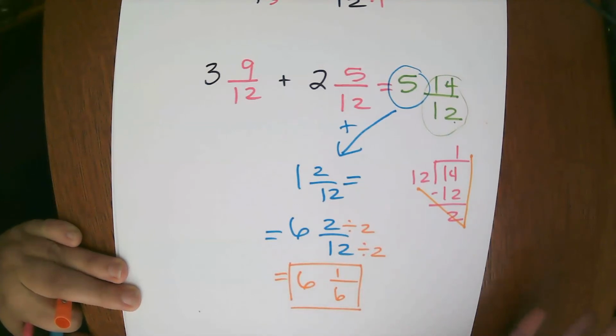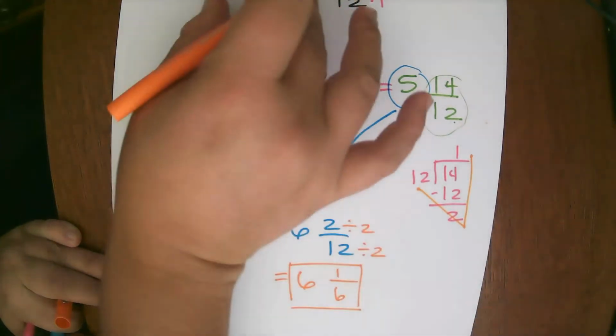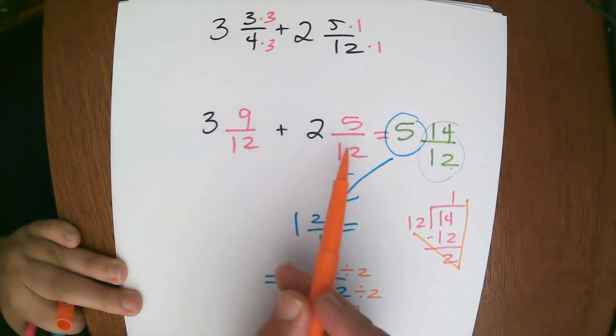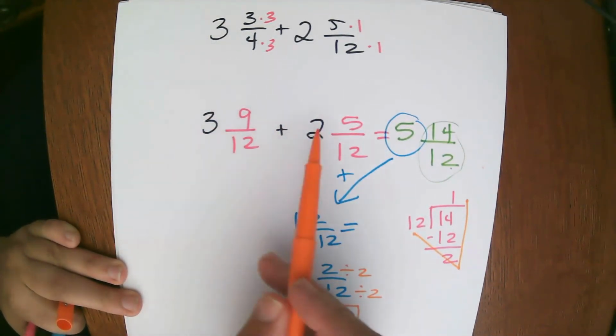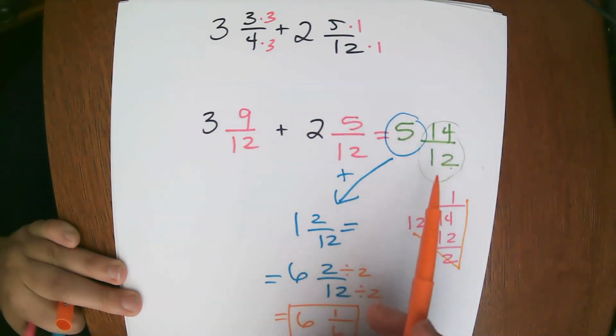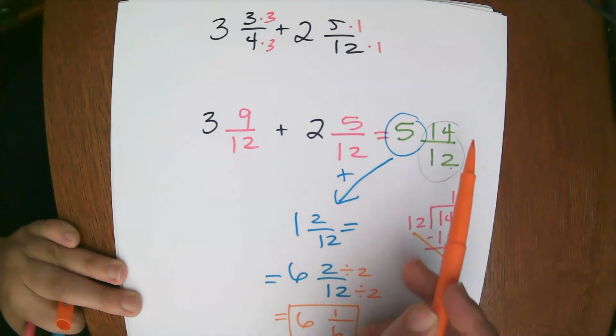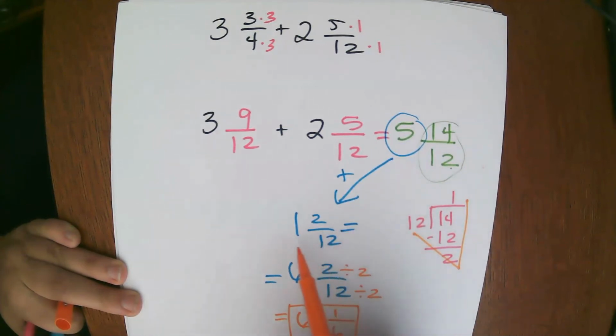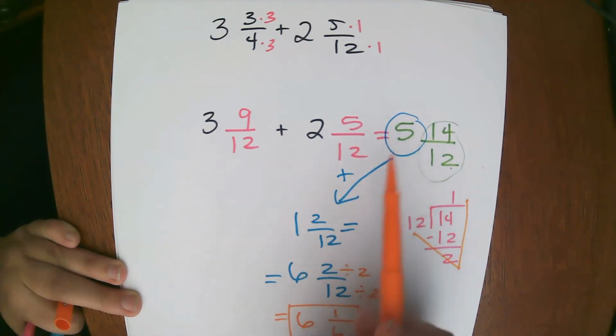Okay, so how do we tackle mixed fractions? We find the LCM like we did with the regular fractions. We convert them, bring the whole numbers down, right? Once you've converted the fractions, you add the whole numbers. 3 plus 2 is 5. Add the numerators. 9 plus 5 is 14. Denominator stays the same. If it's improper, in this case, we still divide it out.